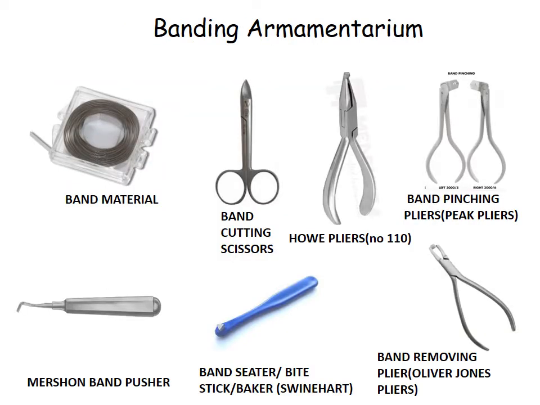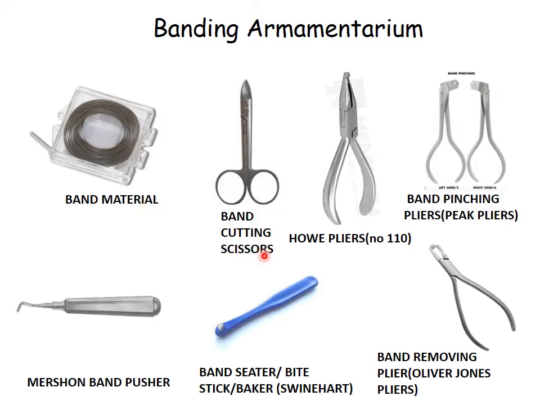These are the few armamentarium that we require for banding. The first being the band material. There are different thicknesses and sizes for our band material. So either you have preformed bands or bands which you have to pinch and prepare as band material. The preformed ones are the ones which require less chairside time.